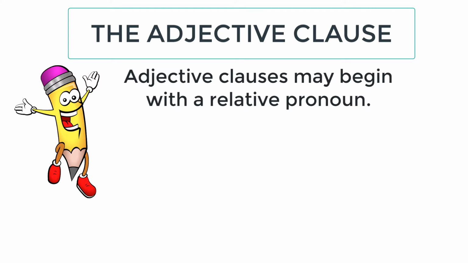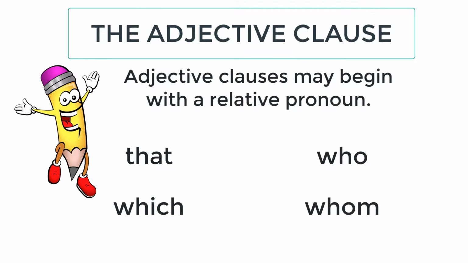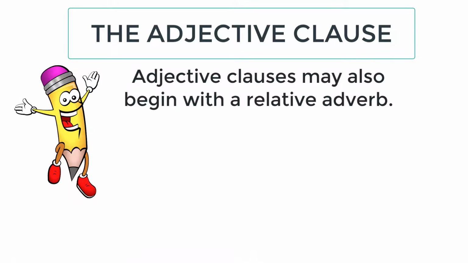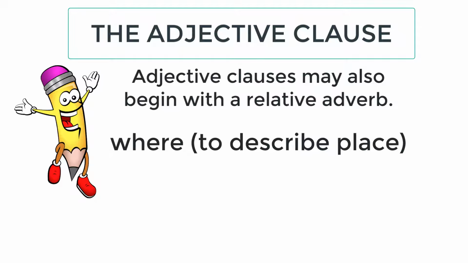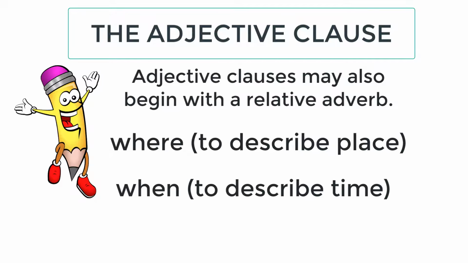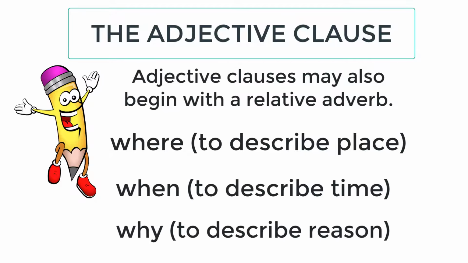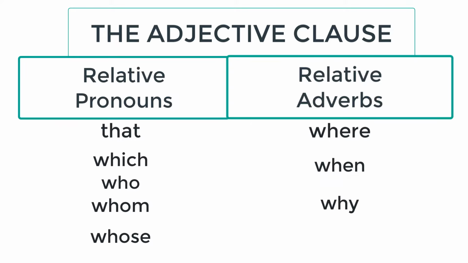Adjective clauses will always begin with a relative pronoun, such as that, which, who, whom, whose, etc., or with a relative adverb, such as where to describe place, when to describe time, and why to describe reason. These subordinators connect the clause to the noun or pronoun it modifies.